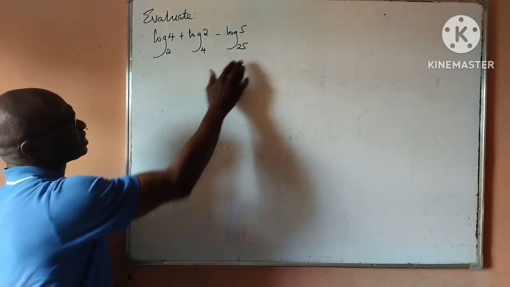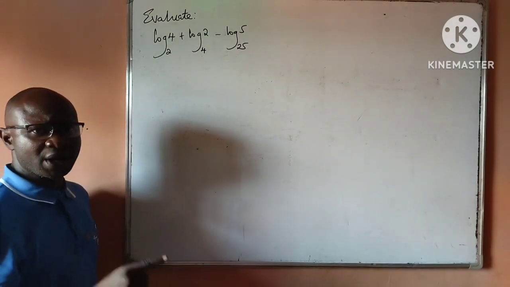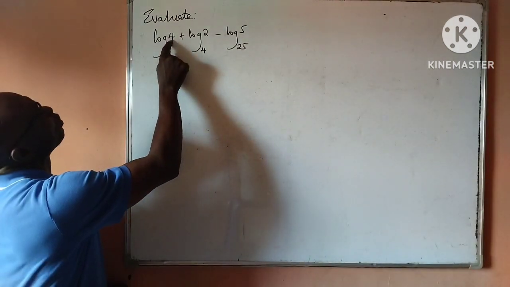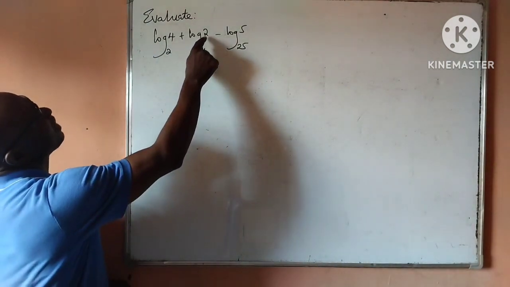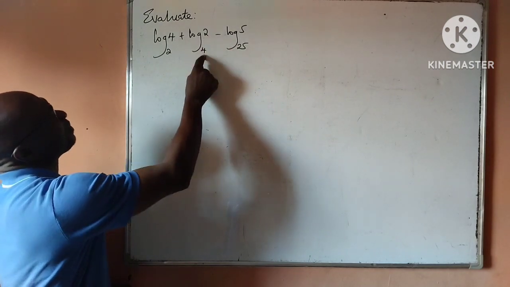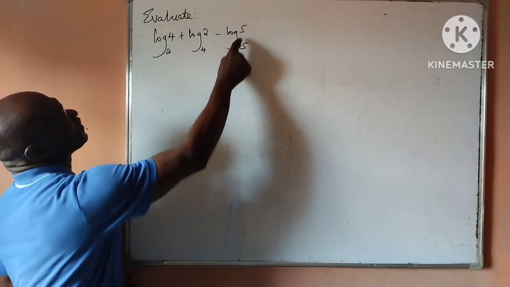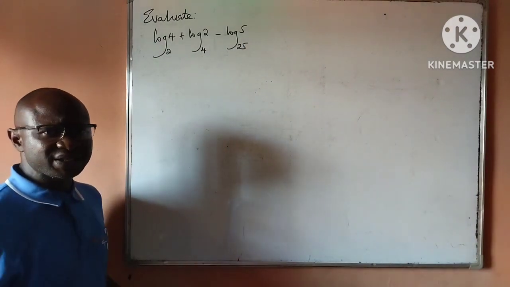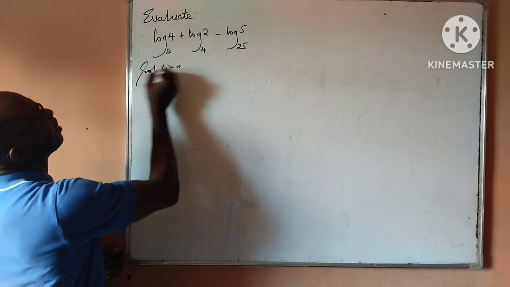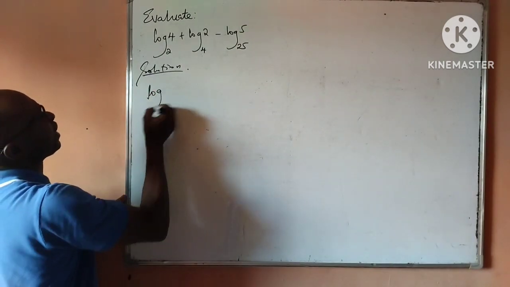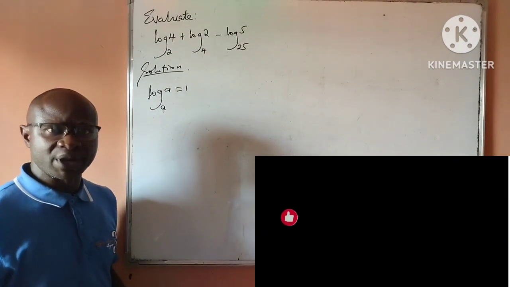Now, having noted that, the next thing is, since I have base 2 here and the number I have here is 4, I want to make this place to be 2 so that I can have something like log 2 base 2. The same way, I want this place to be 4 so that I can have log 4 base 4. I also want this place to be 25 so that I can have log 25 base 25. Why do I want it like that? Because of the law of logarithms. Solution. Because of the law of logarithm that says that log a base a is equal to 1. That is, the logarithm of a number to its own base is 1.